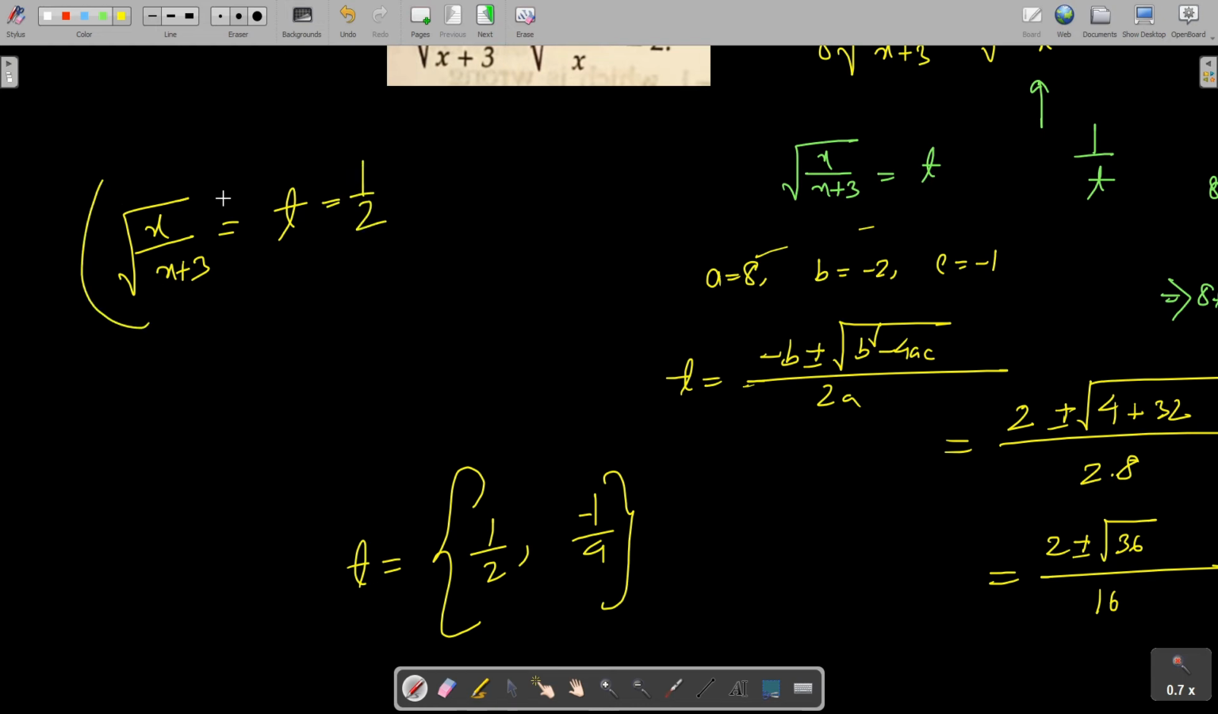Now if we square both sides, square and square, what will we get? x divided by x plus 3 equals to 1 by 4. Let me erase this part.